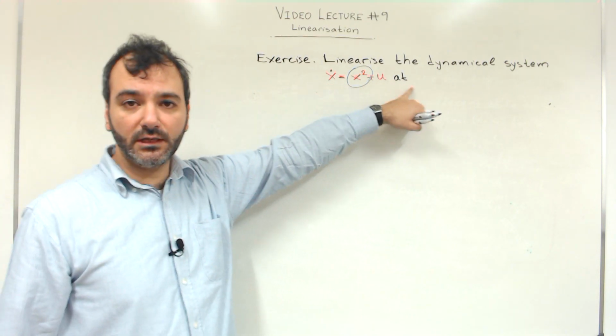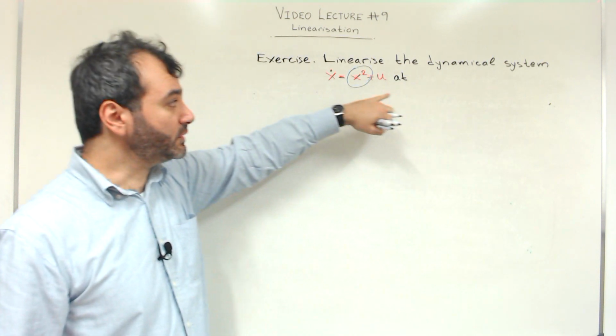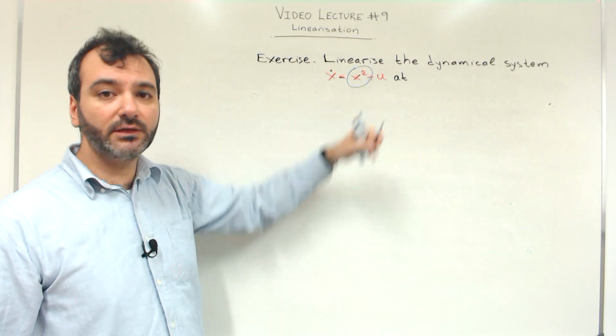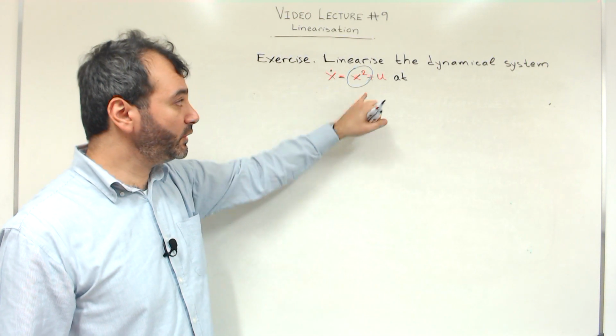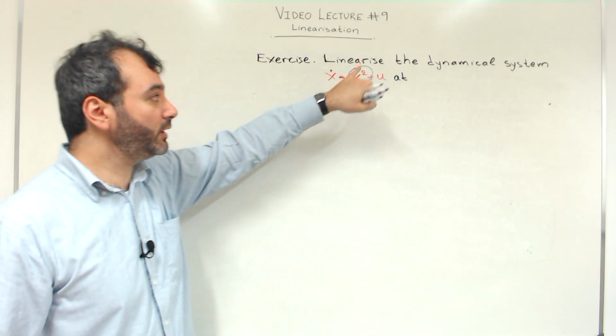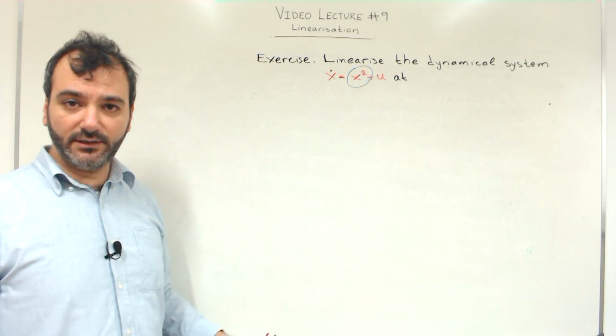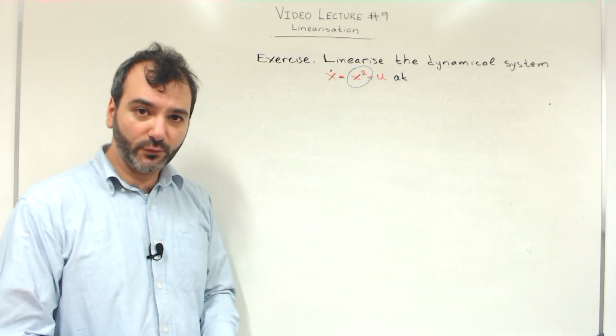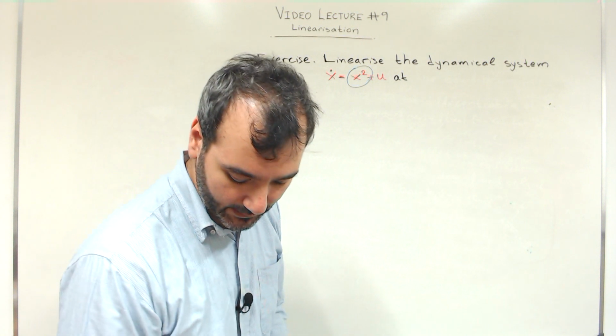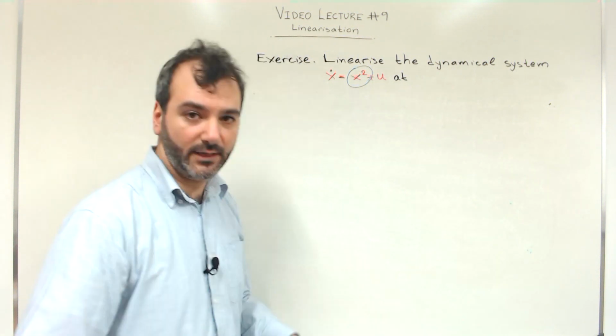But the question is, at what point? And of course, at what point does it make sense to linearize a dynamical system? When we talk about a point, apparently we're talking about the state and the input variables that are involved in that system. But before we go into a mathematical discussion, let us think of a dynamical system.